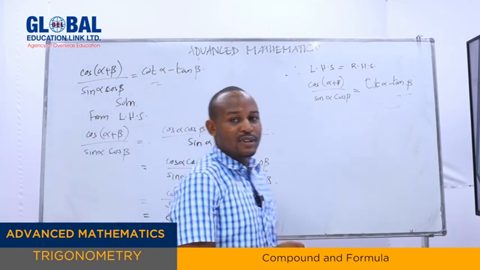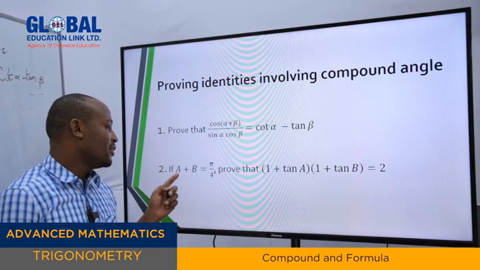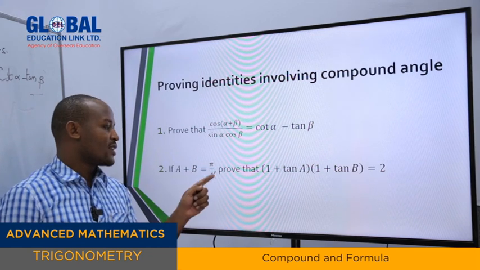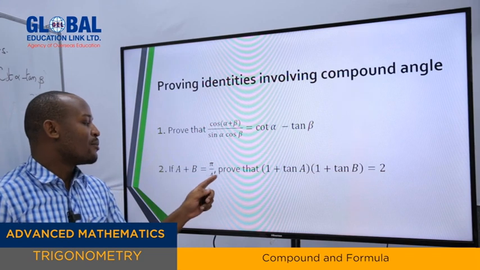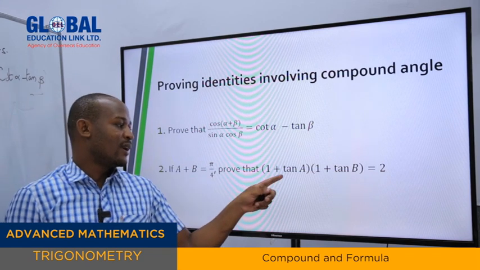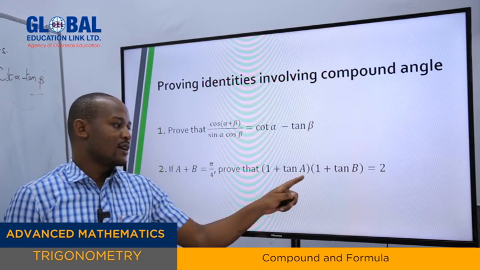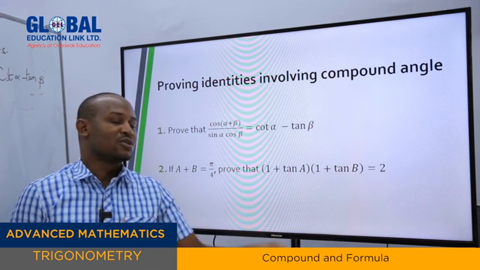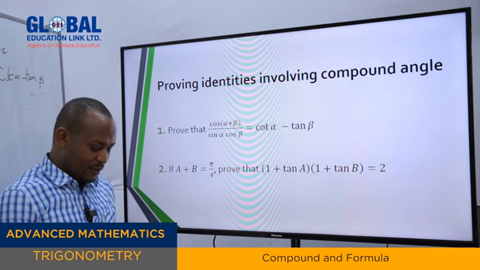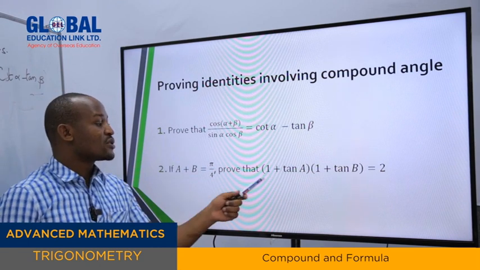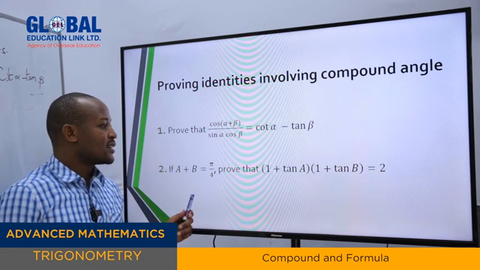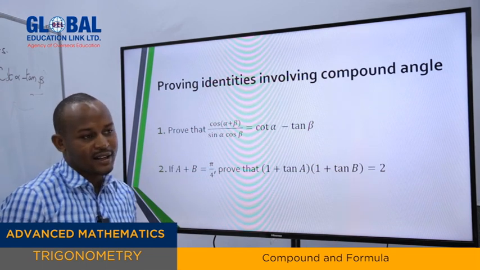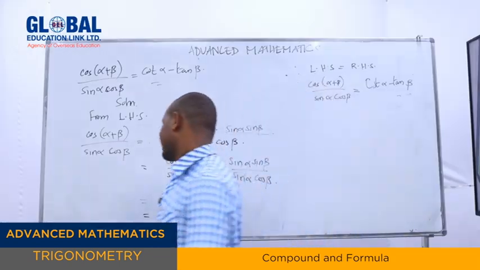And the next example tells us if a plus b is equal to pi over 4. We know that this is in radian form. Prove that 1 plus tan a in brackets, multiplied by 1 plus tan b, is equal to 2. As you can see the question there, that means we are supposed to prove. That means we are supposed to choose one side and use that to get the other side. Let's see how it goes.